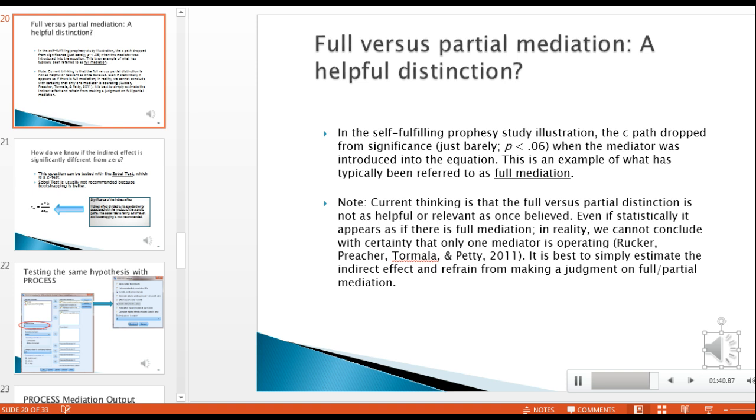The point is that let's not use the full versus partial distinction. Rucker and colleagues recommend that we simply report the indirect effect and leave it at that. And so that's the practice that I employ moving forward.